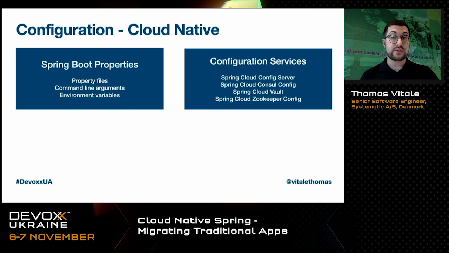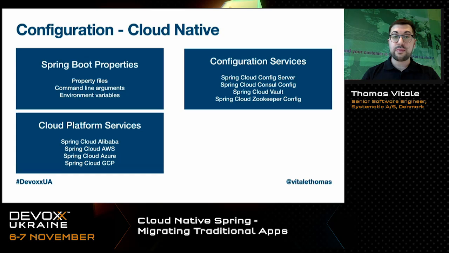We can use configuration services, for example, and Spring Cloud provides integration with different services like Zookeeper, HashiCorp Vault, and Consul. And it also provides a configuration server that we'll see later. If you are deploying your applications on a cloud platform like the ones provided by AWS or Azure, Google, or Alibaba, you can also use the configuration services provided by them. And Spring Cloud has integrations with them, like the AWS Secrets Manager. You can use that too.